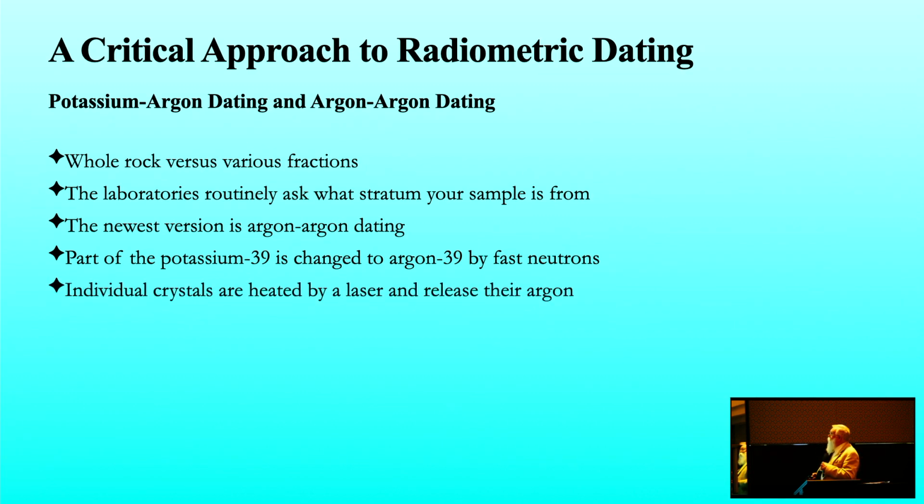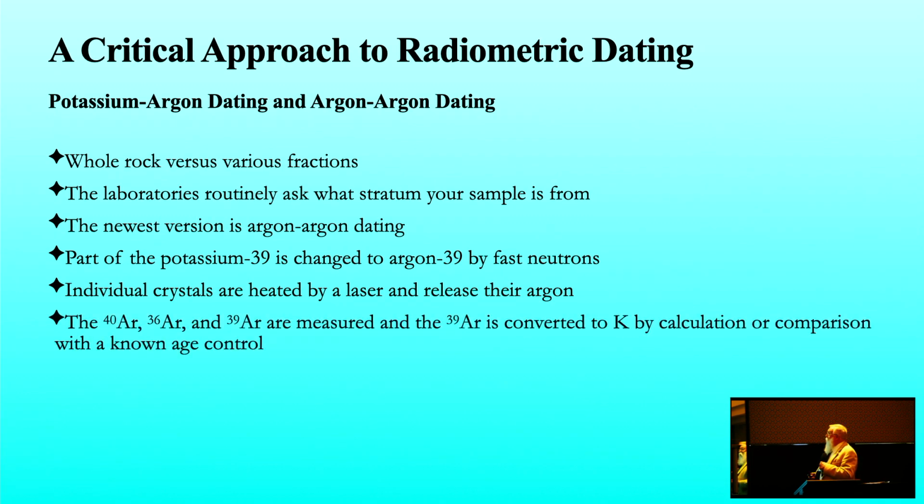So then what you do is you take the crystals and heat them with a laser, and you release the argon a little bit at a time. Okay? And you measure the argon-40, the argon-39, and the argon-36. And you take the 39 and convert it to potassium by calculation or by comparison with a known age control. Well, what if your known age control isn't really known age? Then we have a problem.